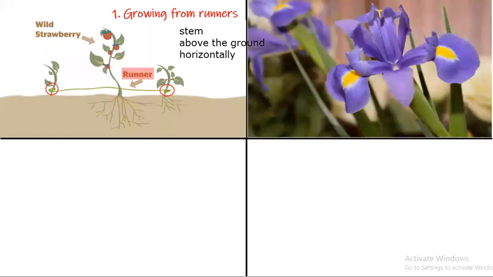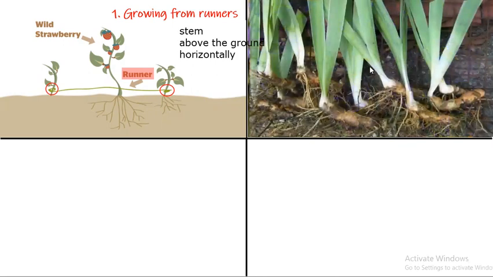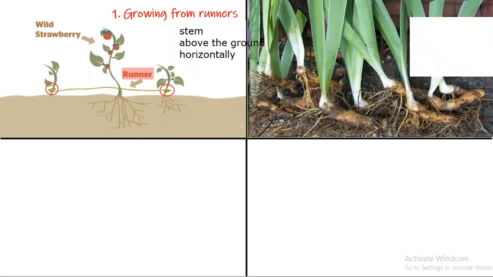Look at this beautiful flower. This flower has a good part in it. When you place this part in the soil, you'll have a new iris plant. What is this part? It's the rhizome. What's the rhizome? I'll be adding the info right here. And here are the rhizomes.